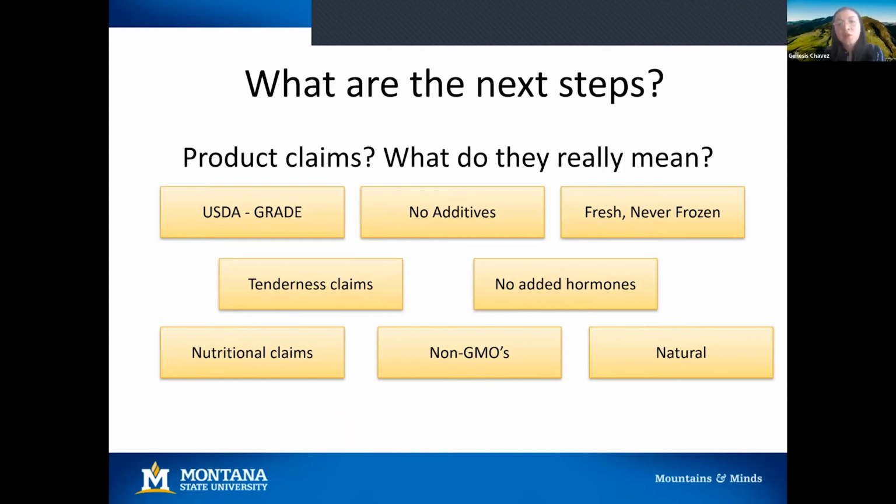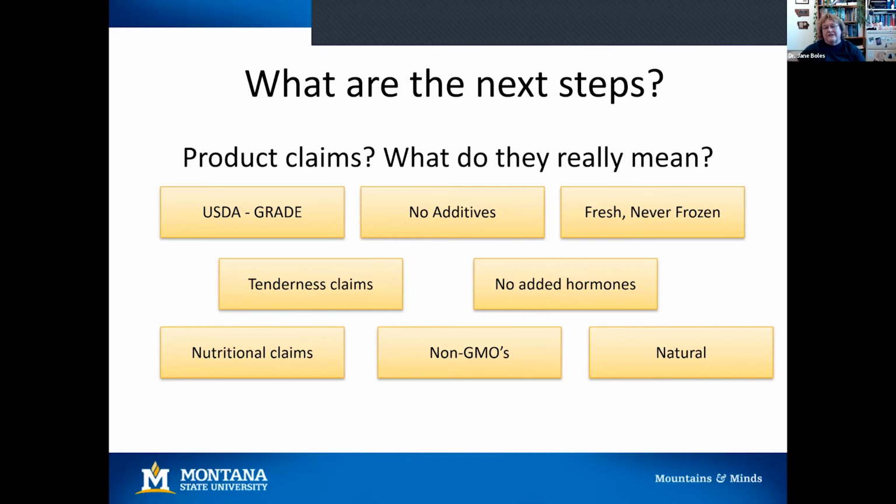Absolutely. So moving forward, what are the next steps? What about the product claims? What do they really mean? Product claims are interesting. USDA grade, when you're looking at that, has to be applied by a USDA grader. No one else can do it. No one can say it. It has to be registered with the Ag Marketing Service, who supplies the graders for the grade.